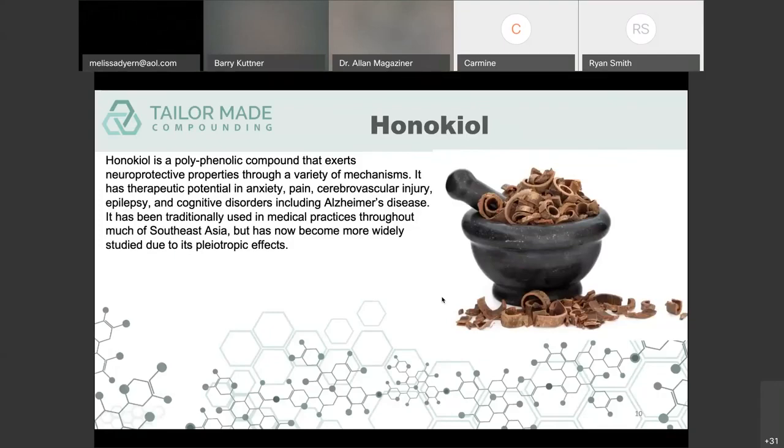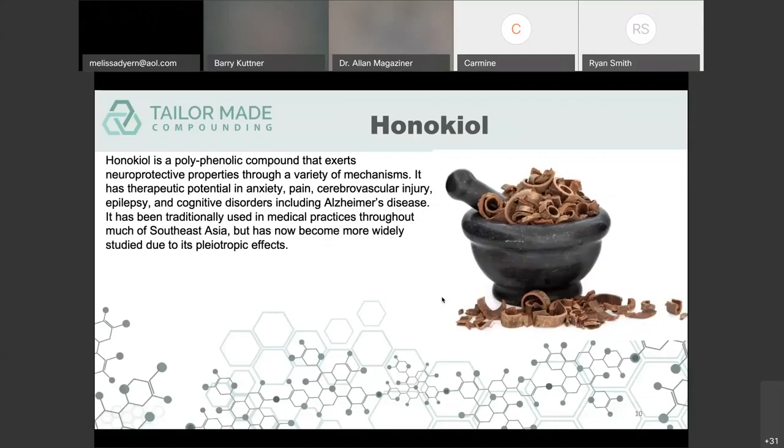Honokiol is a phenolic compound that is actually derived from magnolia bark. It's been used traditionally, although magnolia is very, very common in the southern United States, it's also very, very popular in Southeast Asia, and it's been used for a long, long time in a lot of different things. Particularly, the number one thing it's usually associated with is reduction of anxiety, but beyond that, it's been shown to help with pain, cerebrovascular injury, epilepsy, and cognitive disorders such as Alzheimer's. And so it's one of those things that has a lot of pleiotropic effects. It's been used as a sort of homeopathic remedy for a long, long time.